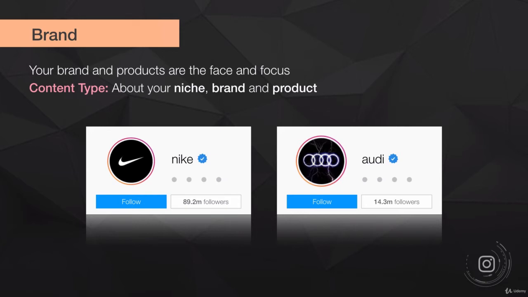So if it's Nike, it's going to be around sport. It's going to be around the brand of Nike and the clothing that they wear, the product, the shoes maybe. And it's going to be specifically in your niche, your brand, and your product. Audi, they're going to be around the automotive industry. It's going to be talking about cars. It's going to be talking about their technology in their cars. It's going to be talking about people who drive their cars. It's going to be very focused inside that brand and inside that business.